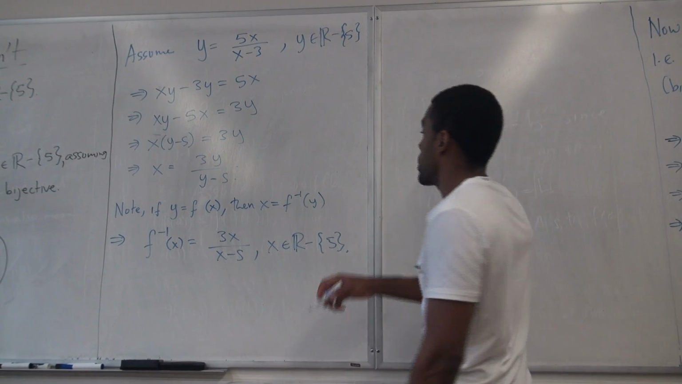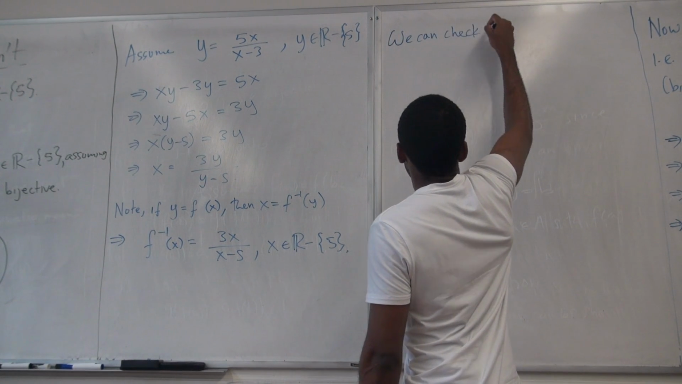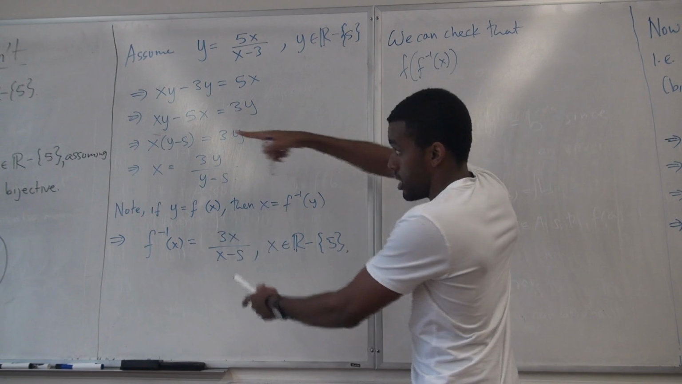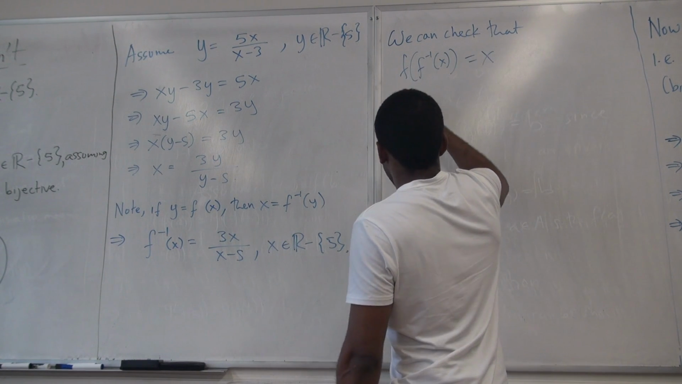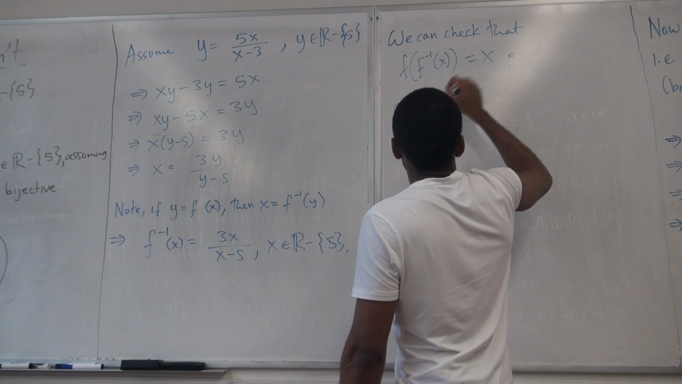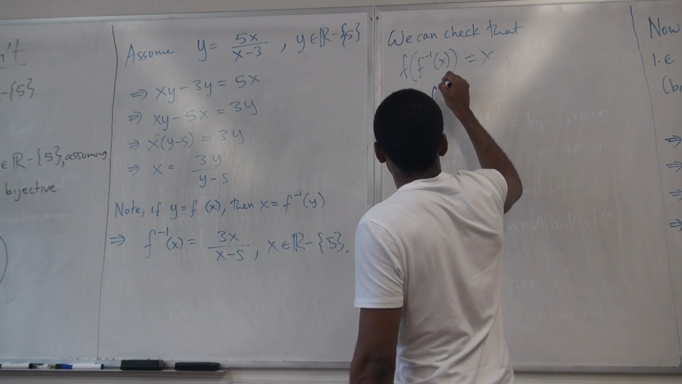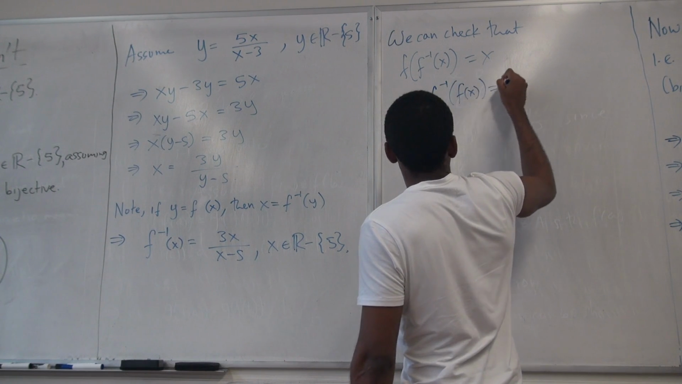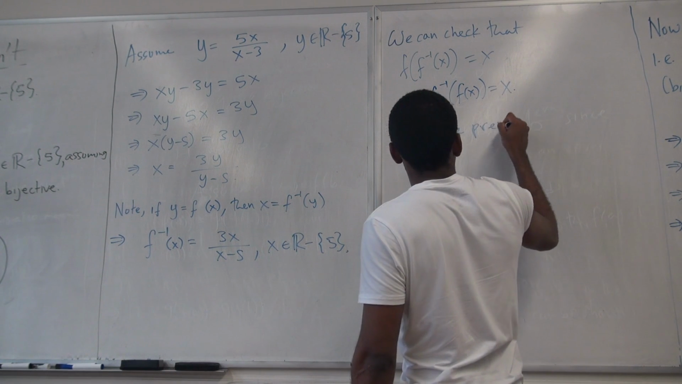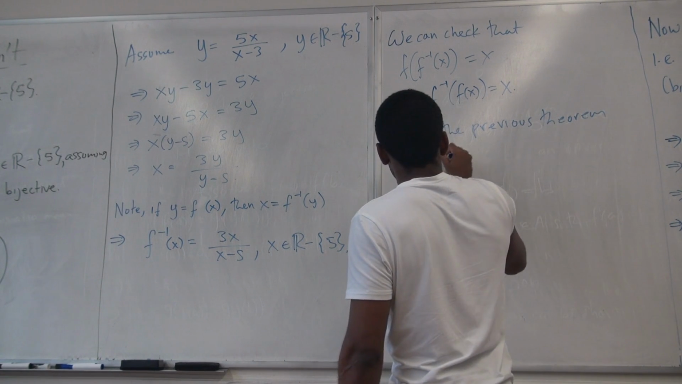You can actually check, I won't do the algebra, that if you take F of F inverse of x, as defined here, you'd actually get x, and F inverse of F of x is equal to x. This means, by the previous theorem, F is a bijection.